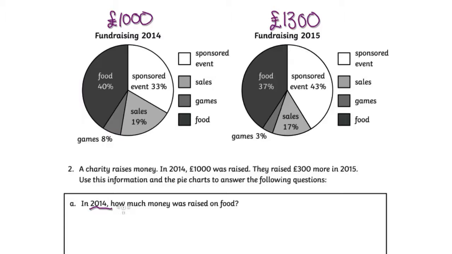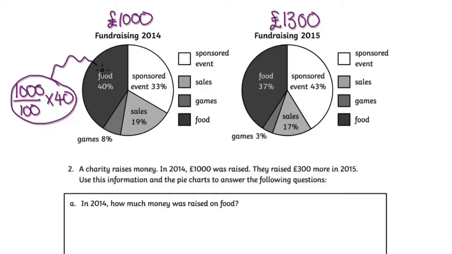In 2014, how much money was raised on food? Food would be this thing here. So we want to know 40% of 1,000, because 1,000 represents a whole pie, and only this much was raised on food. So get your whole thing, cut it up into 100 equal pieces, and then get 40 pieces, because that's what percent really means. 40 pieces when you have 100 pieces. So you times 40.